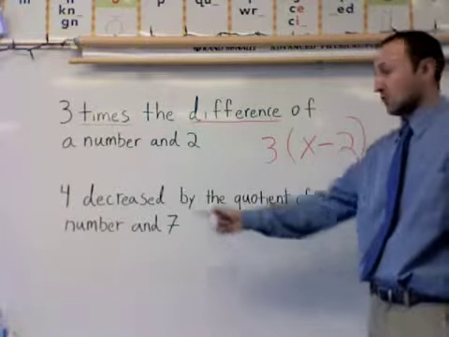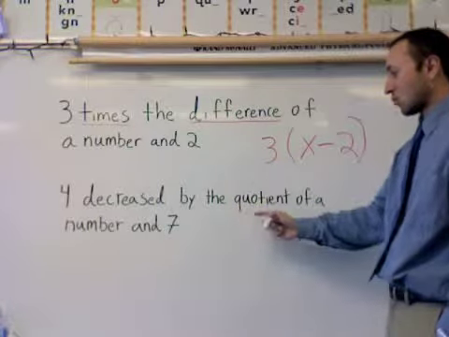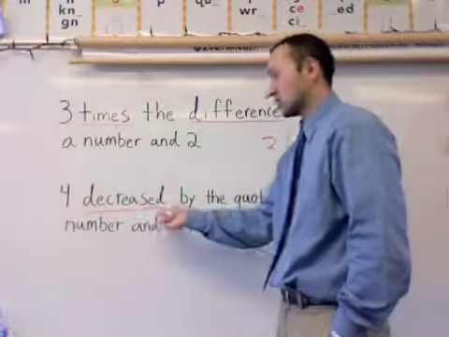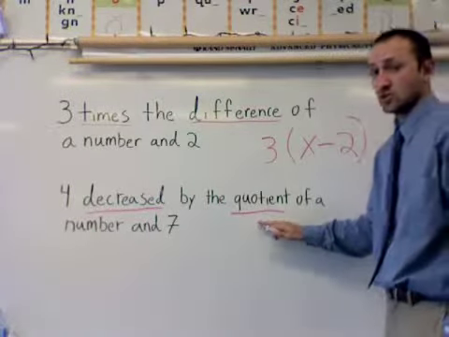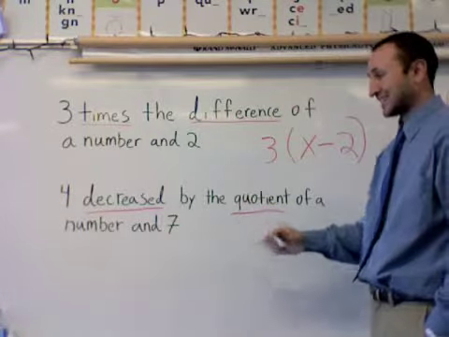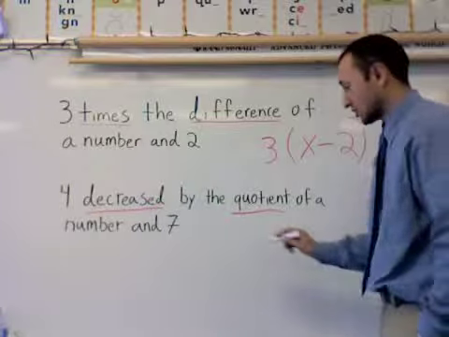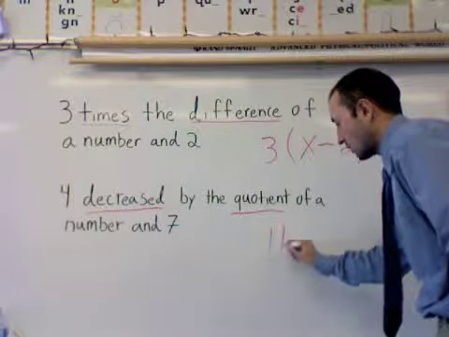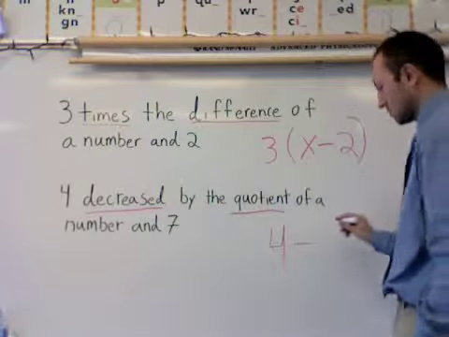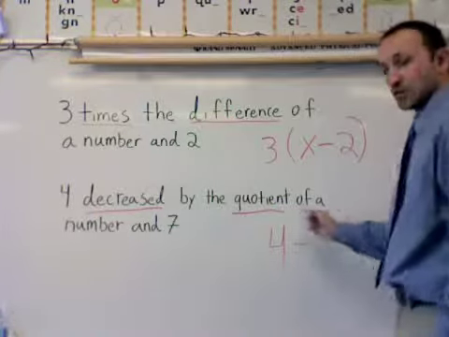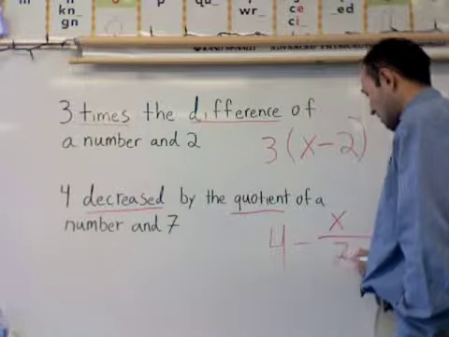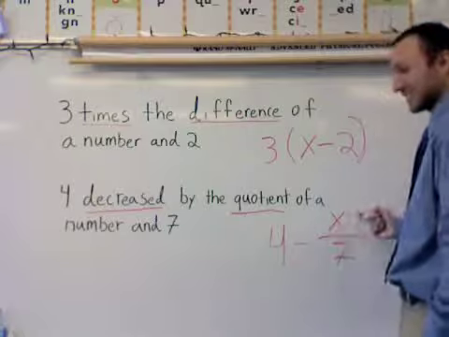If we look at the bottom one, 4 decreased by the quotient. There's 2 tips there, quotient and decreased. Decreased means it's going to be subtraction. Quotient means there's going to be some division. So 4 decreased by the quotient of a number and 7. So 4 is being decreased by something. So it'll be 4 minus the quotient of a number and 7. A number is always going to be x. And since I'm dividing, what am I dividing by? 7. It ends up being 4 minus x divided by 7.